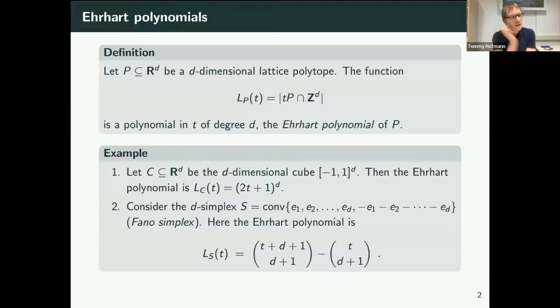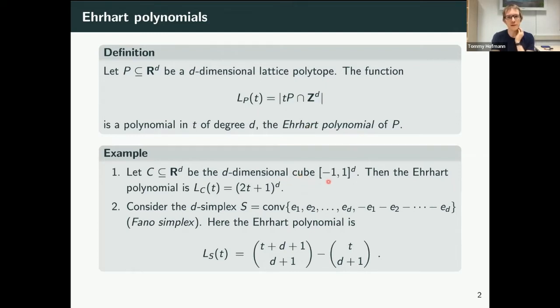So what are the main players from geometry I want to talk about? These are Ehrhart polynomials. Here's a quick reminder of what they are so that we are all on the same page. We take a lattice polytope, let's say d-dimensional, and then instead of counting the points only in P, we scale P by t, and in this way arrive at a function which depends on t. It is the theorem of Ehrhart that in this way you get a polynomial in t of degree d, which we now call the Ehrhart polynomial. Here are two small examples.